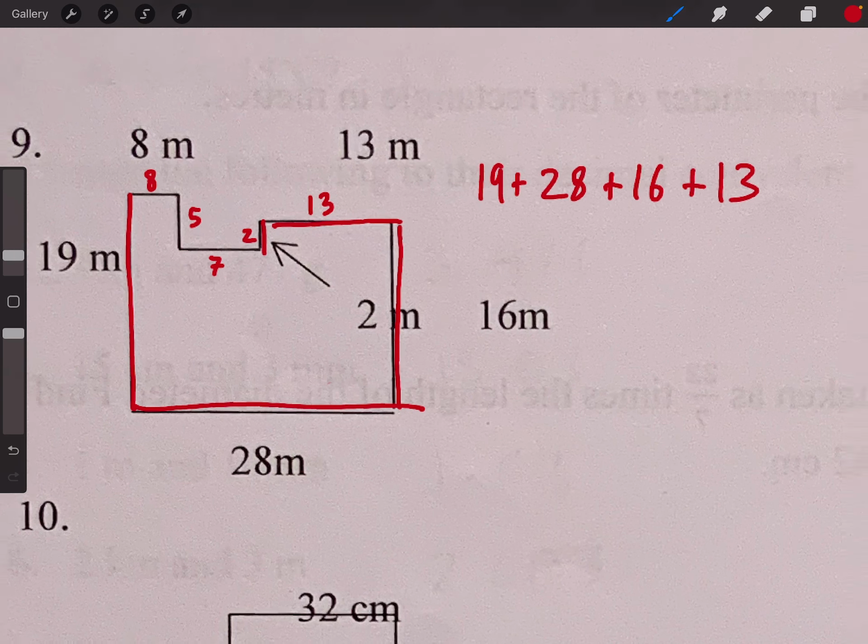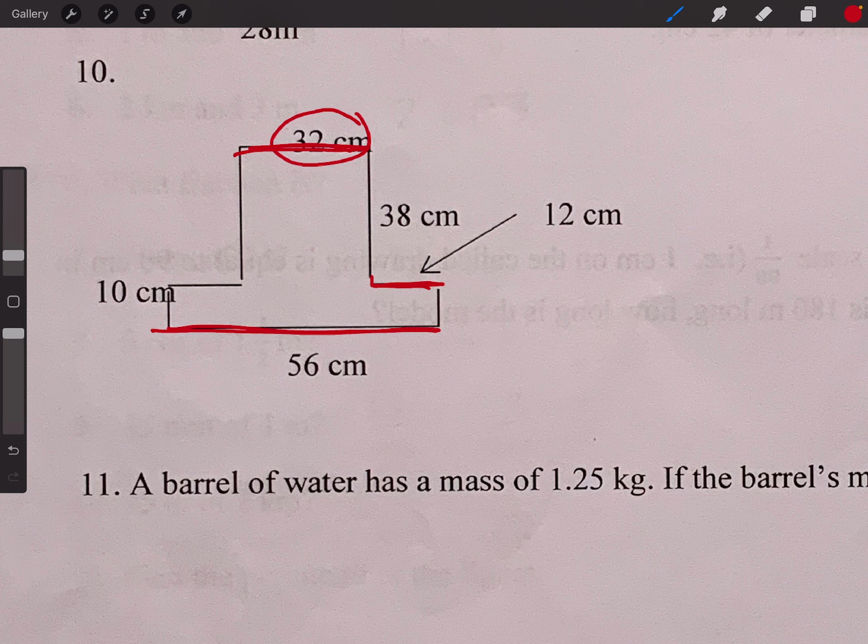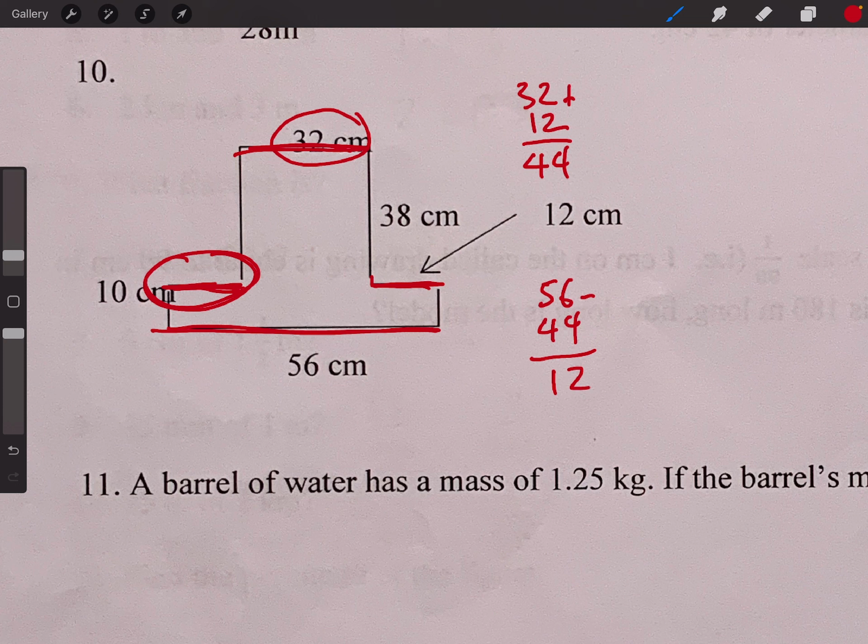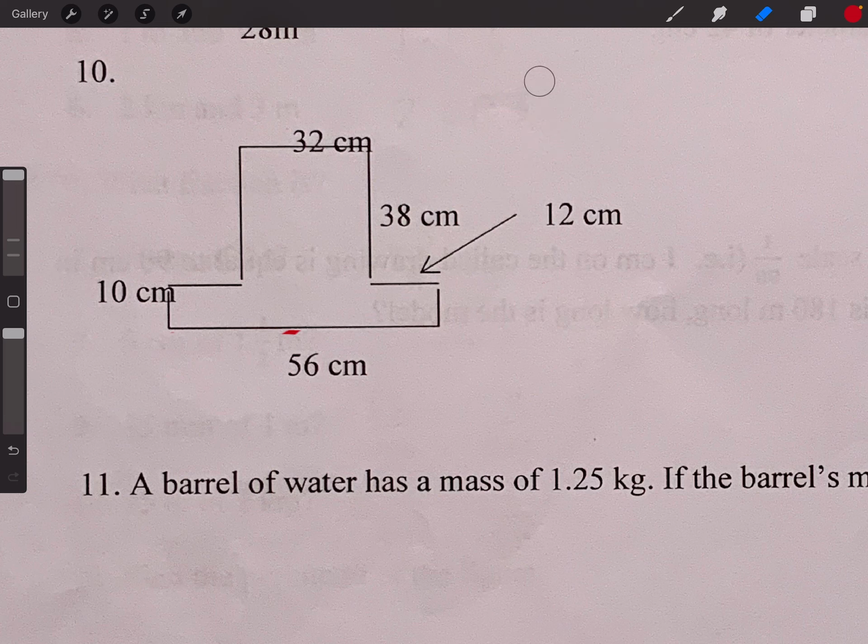Next one. This is 12. Now we have 56 here, and this is 32. So let's do 32 plus 12. 32 plus 12 gives you 44. Now 56 take away 44 will give us this length here. Okay, there's a difference. So 56 take away 44 will give you 12. That means that one is 12 as well. So I just worked out this length here to be 12. And this is 12. This will be 38.